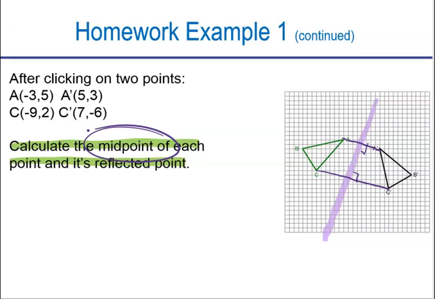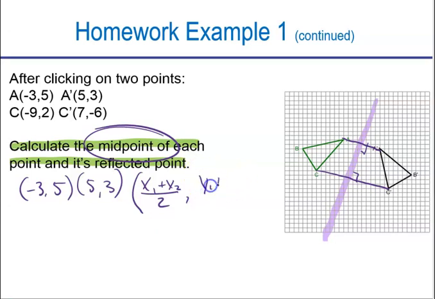So the key is to find the midpoint of your original pre-image and your reflected point, which is your image. So I'm going to find the midpoint of negative 3, 5 and 5, 3. Now your midpoint formula, it's probably been a long time since you've seen this. You add your x's together and you divide by 2. In other words, it's just the average of your x values is your x coordinate, and then the average of your y values is the y coordinate. It's very easy, okay? So I'm supposed to add my two x's together. That's going to be negative 3 plus 5 and divide that by 2. And then I'm going to add my y's together, 5 plus 3 and divide that by 2.